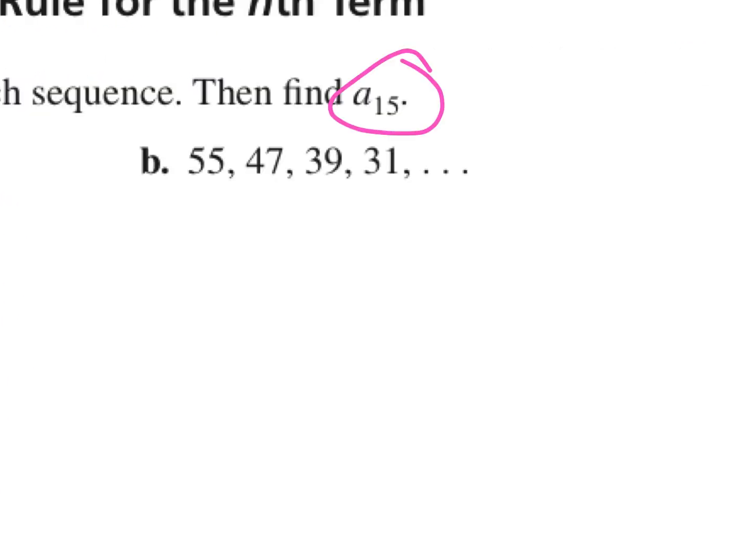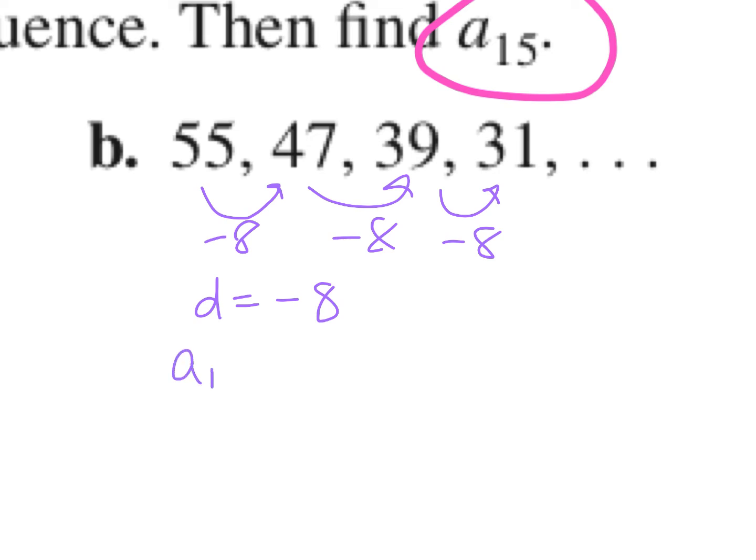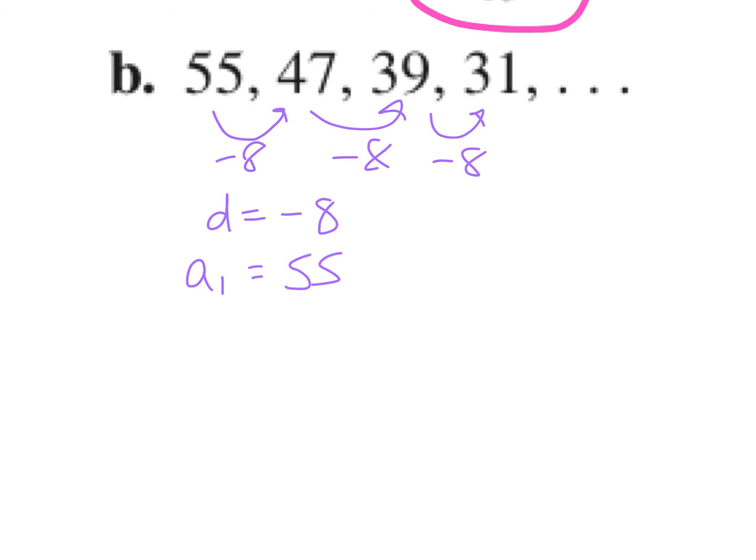All right, let's look at B. So our numbers are getting smaller here. What are we subtracting each time? So minus 8, minus 8, minus 8. So what's D? Negative 8. And then what's our first term? 55. So let's plug that into our formula.